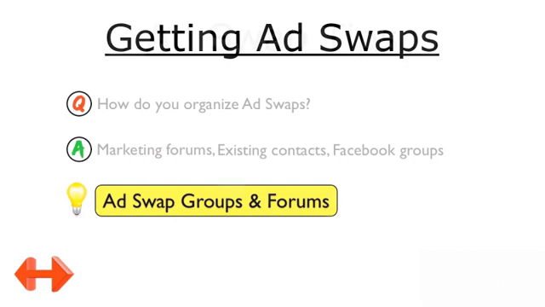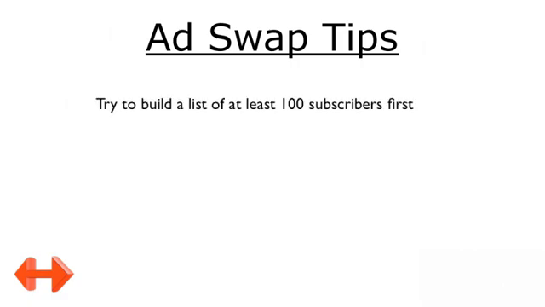But before you actually start doing an ad swap, you want to try and build a list of at least 100 subscribers first. Now this is not hard to do: put up a simple offer, a nice squeeze page with a good offer, and you can just use social media, obviously the tips in this program, to drive the traffic to get 100 subscribers, because then you can be in a position to start offering what you have in exchange for what other people have.